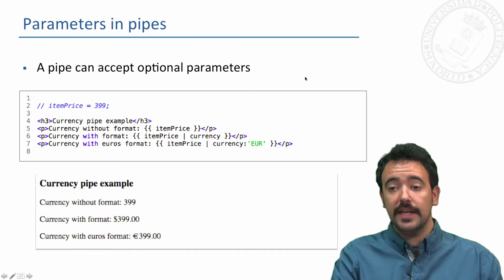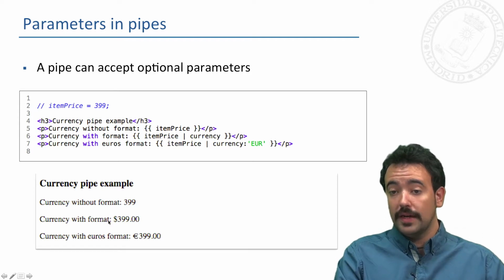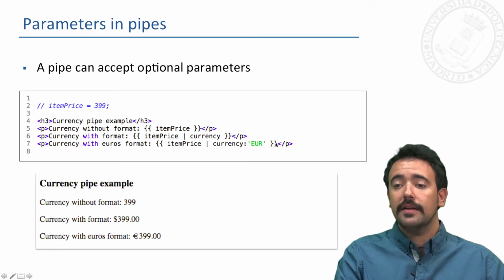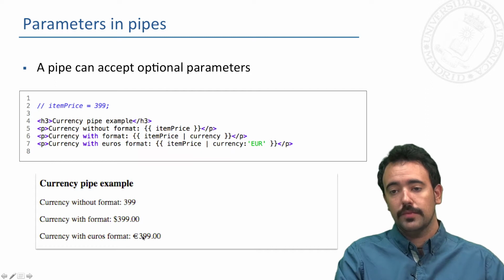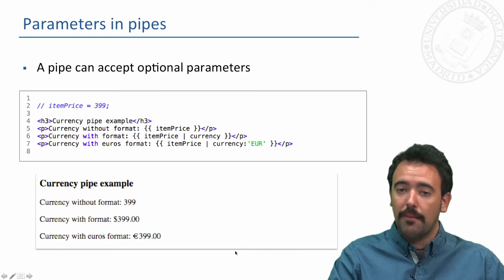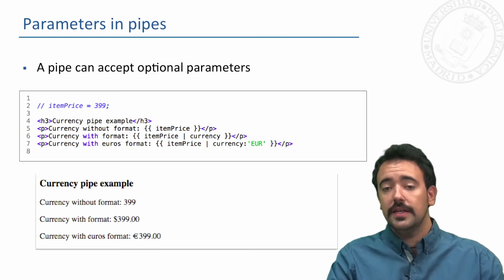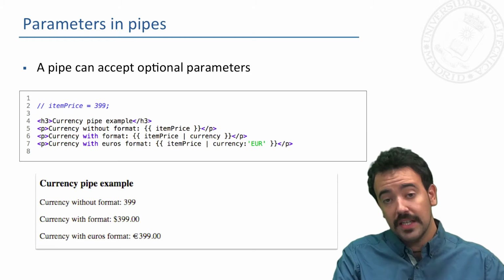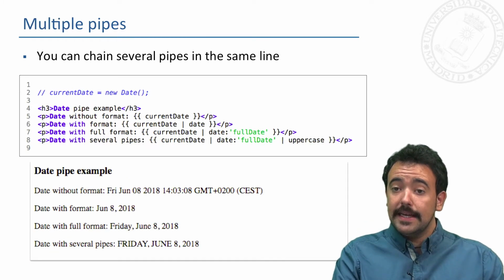For instance, in this case, if we don't include any parameter, the currency will be the default one, that is the dollar one, but we can pass as a parameter the real currency we want to use, in this case euros. Okay. Of course, you can check the documentation about the parameters that a specific pipe accepts in the documentation of Angular.